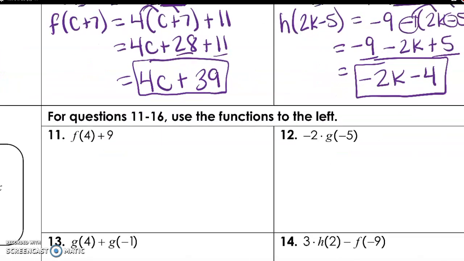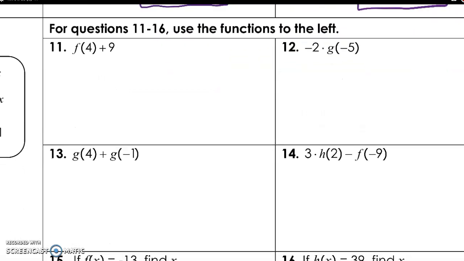These next problems are going to have a function notation and then something else on the outside of it. So number 11, you're going to add 9. Number 12, you're going to multiply by negative 2. As you can see in 13, you have two different g functions that you're going to evaluate and then add them together.